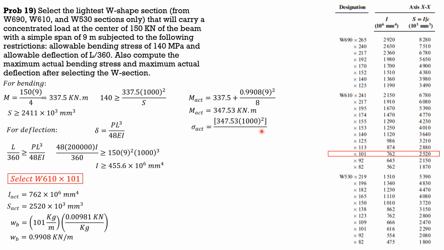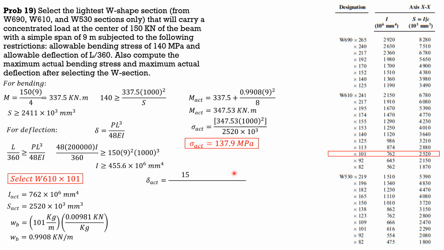So therefore, we can compute the maximum actual bending stress: moment times 1000 squared to convert it to Newton mm, divided by section modulus of 2520 times 10 to the 3 mm cubed. So the result would be in megapascals. So the maximum actual bending stress is 137.9 megapascals, which is less than the allowable bending stress. So that's why it's safe.